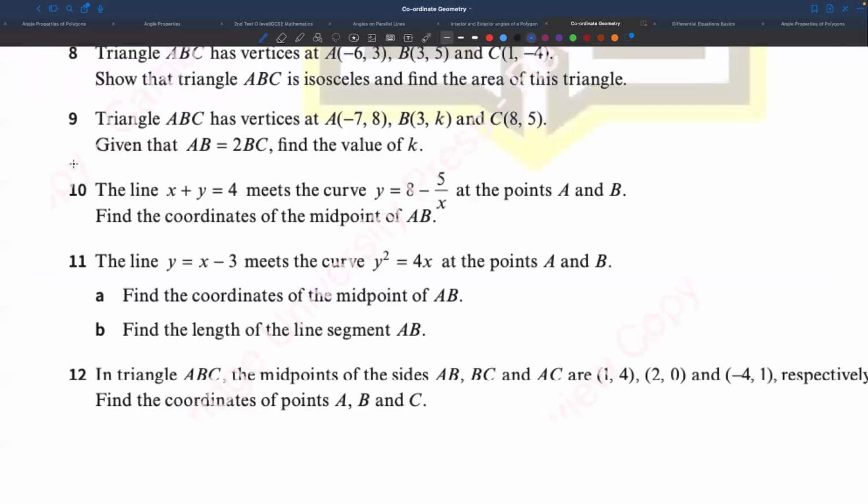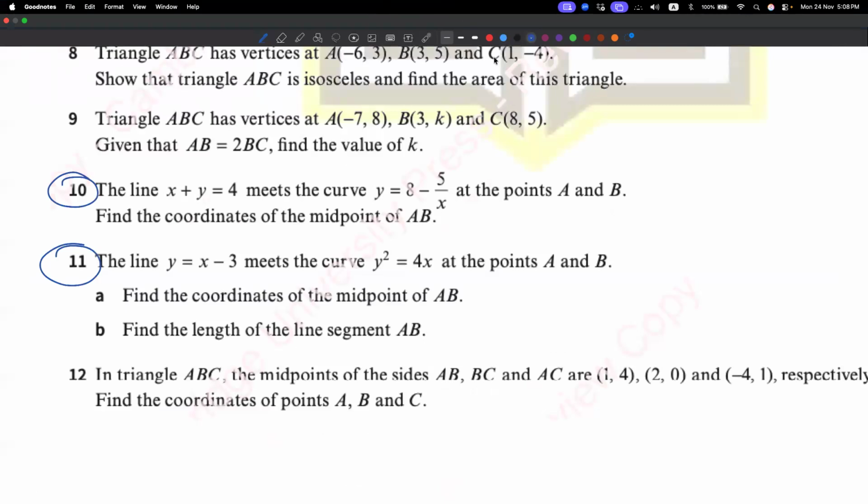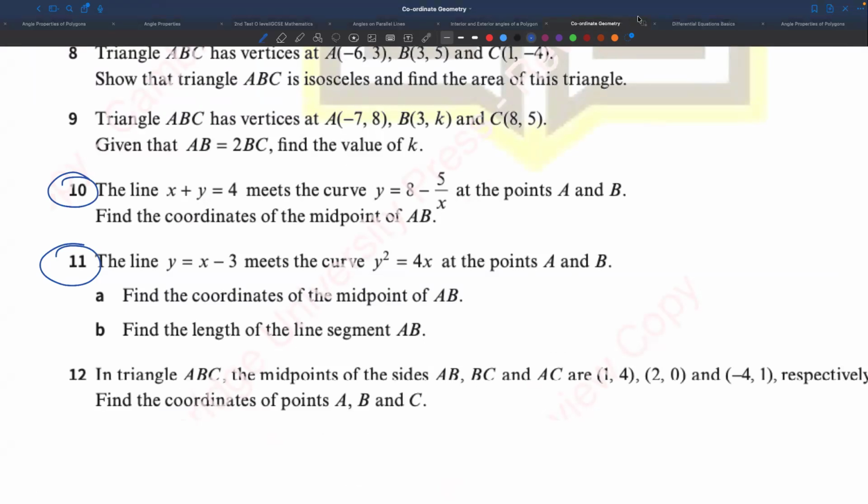Okay. Let's start with some basic practice. Question 10 and question 11. Simultaneous equation as well, along with some coordinate geometry. Guys, you have 5 to 10 minutes to solve this equation, and then we go on to parallel and perpendicular lines.